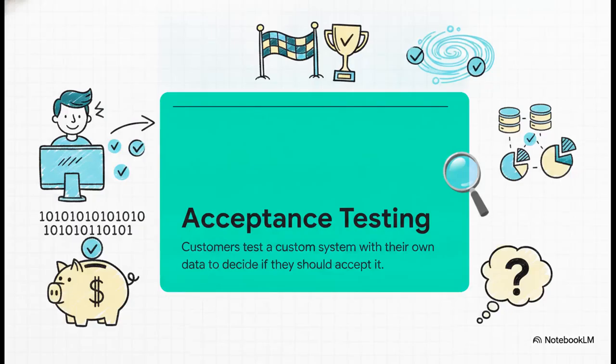And that final stage is acceptance testing. Think of this as the ultimate hurdle for custom software. Acceptance testing is the formal process where the customer actually takes the custom system, plugs in their own real-world data, and decides whether or not to officially accept it from the developers. It answers the biggest questions of all. Does this software actually meet our real needs? Is it fully ready to be deployed? And critically, should we pay the developers their final bill?